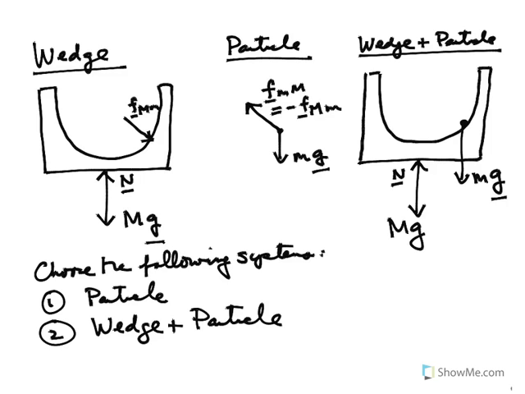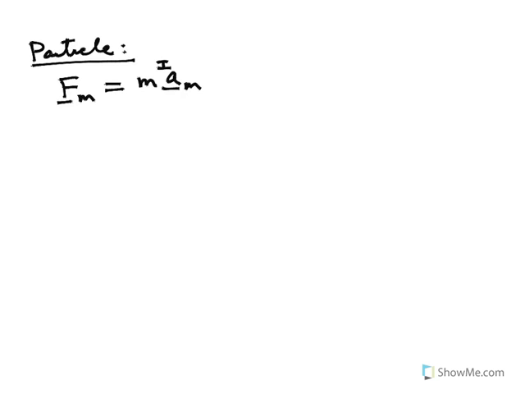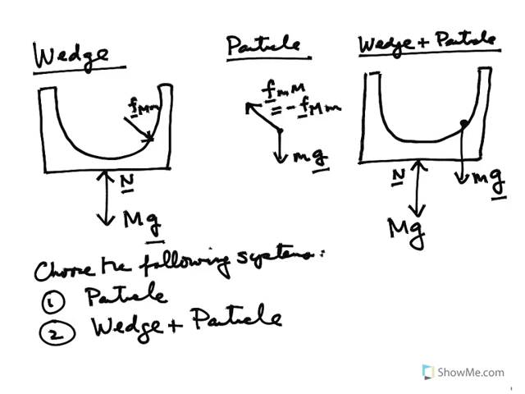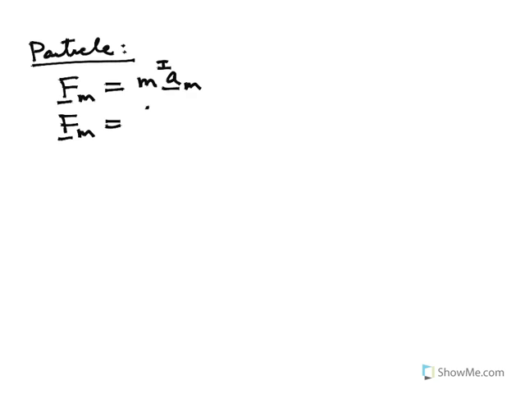So now, if we apply Newton's second law to the particle, what does that say? It says the force exerted on the particle is equal to the mass of the particle times the acceleration of the particle in the inertial frame. Well, the force exerted on the particle is equal to what? Well, let's go back here. It's equal to the force exerted by the wedge on the particle, so F little m big M, and then plus, let's look what else is there, plus mg.